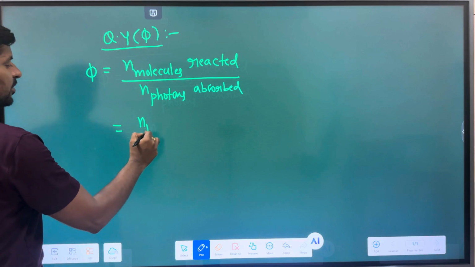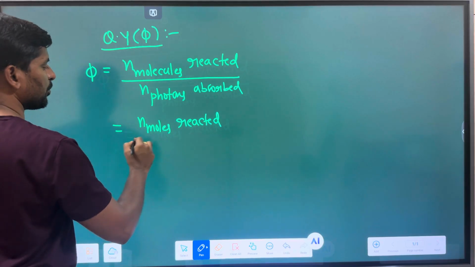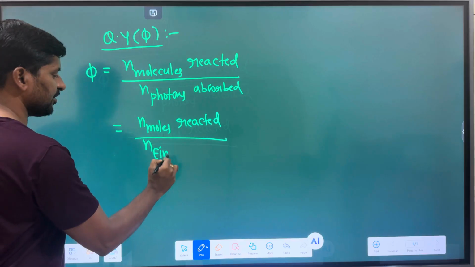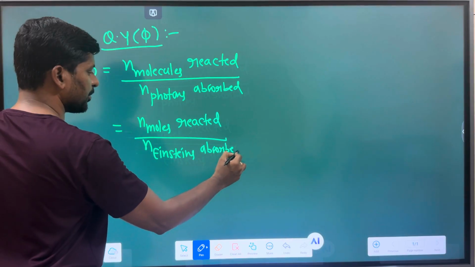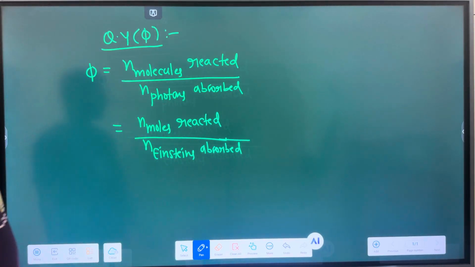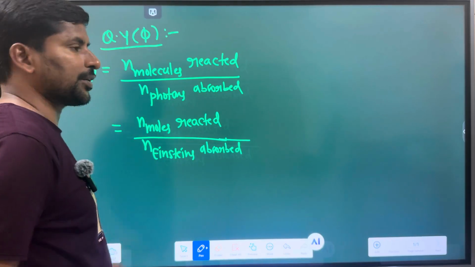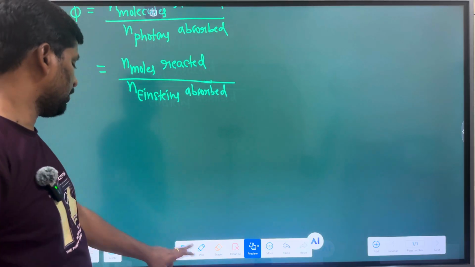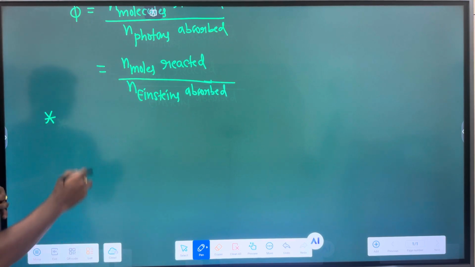Or if you take moles, the number of moles reacted; to convert the number of moles to the number of molecules, we have to multiply by the Avogadro number. Divided by the number of Einsteins absorbed. This is the formula for the quantum yield of a reaction, and it tells how efficiently, by the absorption of light energy, reactant molecules are converted to product. Here we have high quantum yield reactions and low quantum yield reactions.